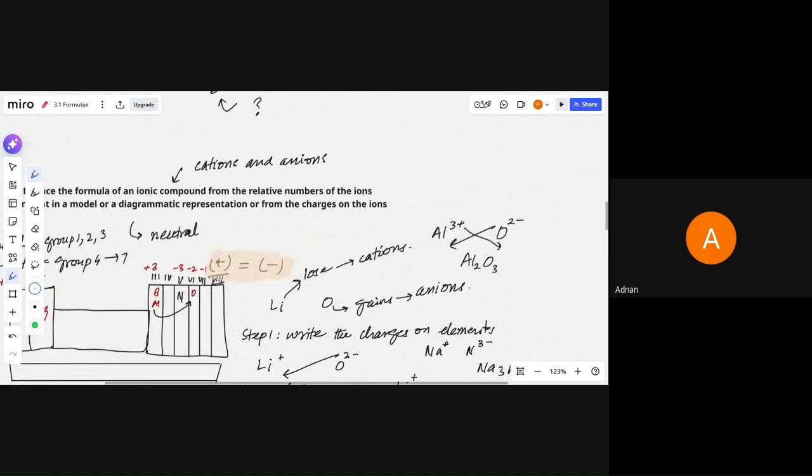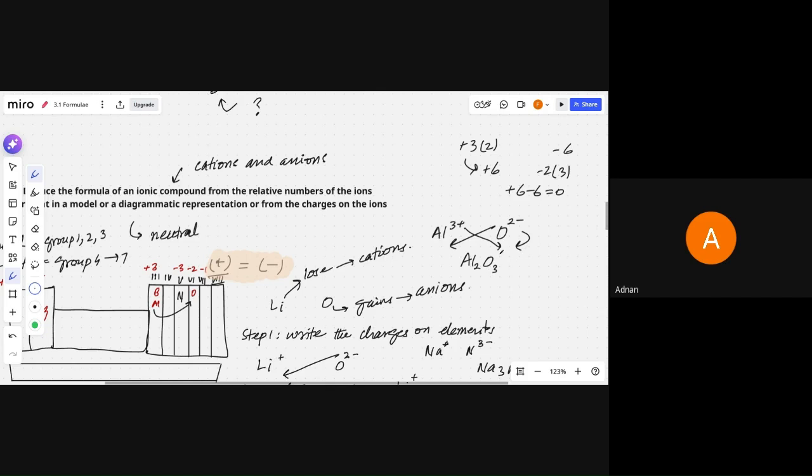If you do the math, 3 oxygens are required to neutralize the charge on aluminum. We have 2 aluminums, so the total charge is +6. There's a -2 on 1 oxygen, so times 3 we get -6. So 2 aluminums with +3 times 2 is +6, and -2 times 3 is -6. So +6 minus 6 equals 0. We get a neutral ionic compound.